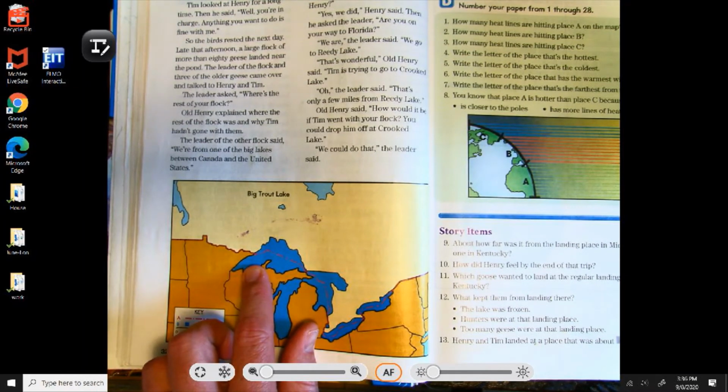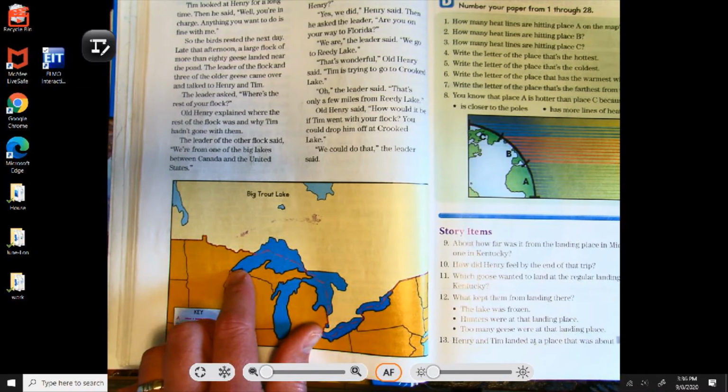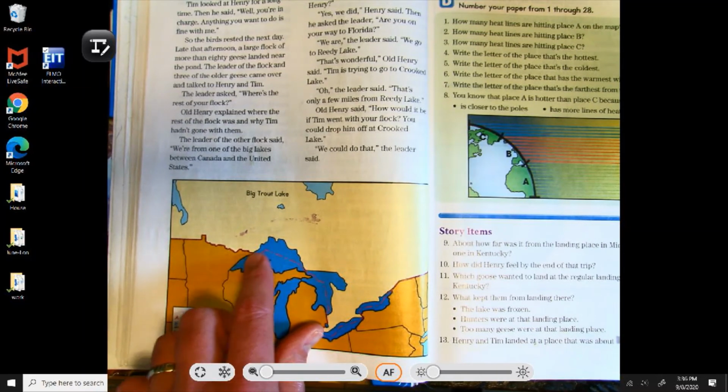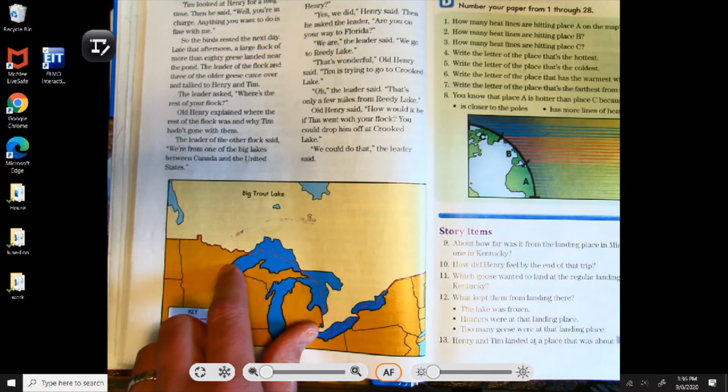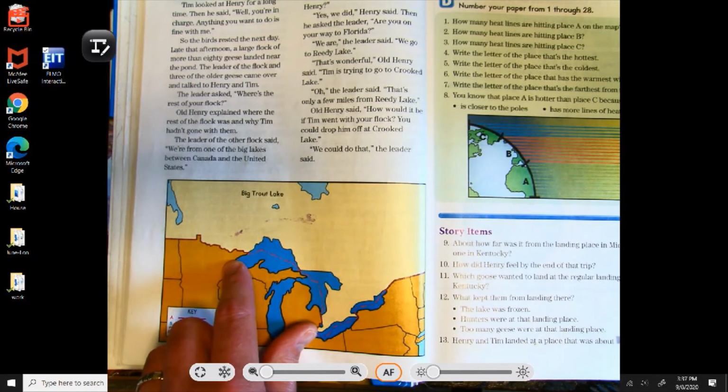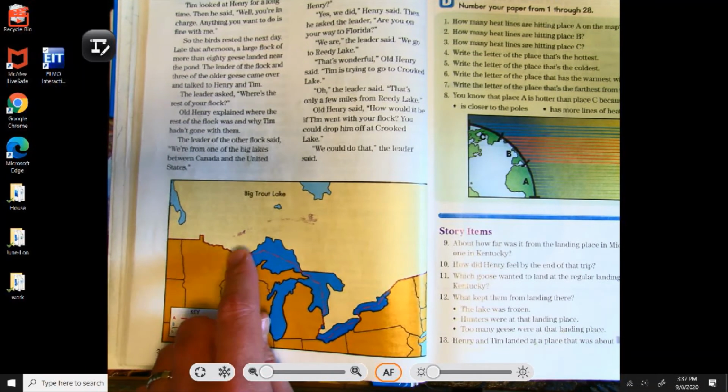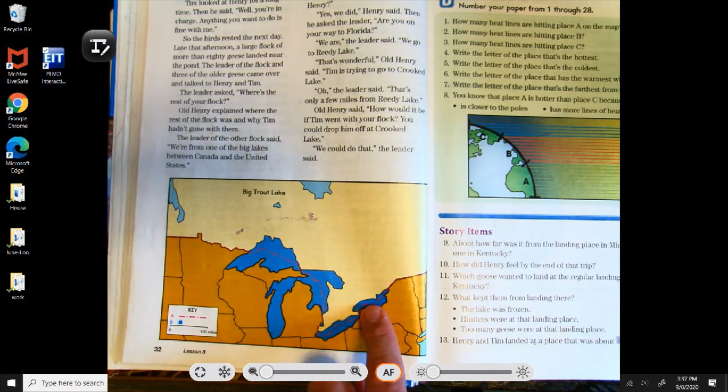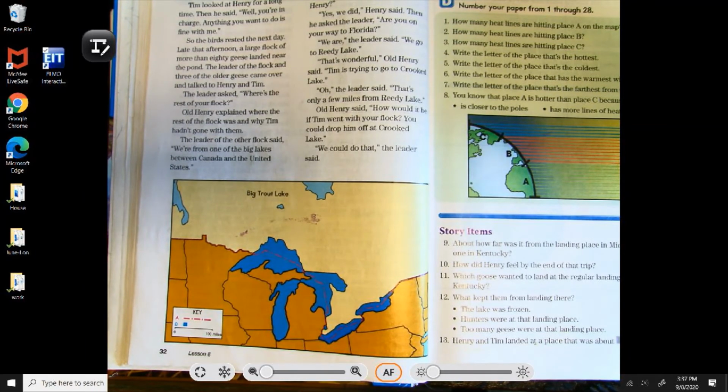This is Lake Superior. If you've been to Duluth or Two Harbors or Grand Marais, right? Those are all in this area, right? Along Lake Superior. That's one of the 5 Great Lakes. How many are there? Right, 5.